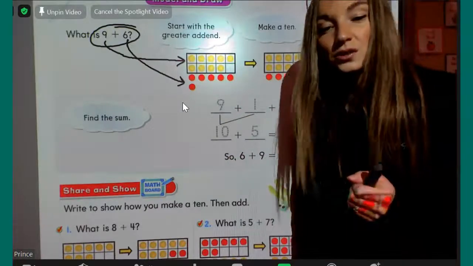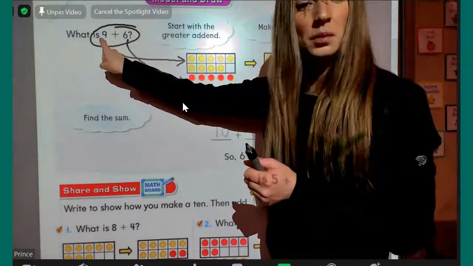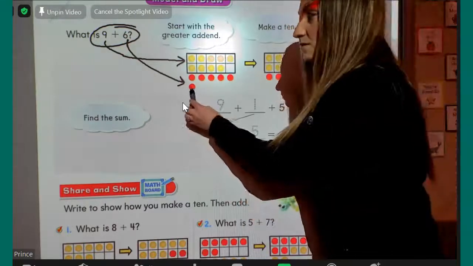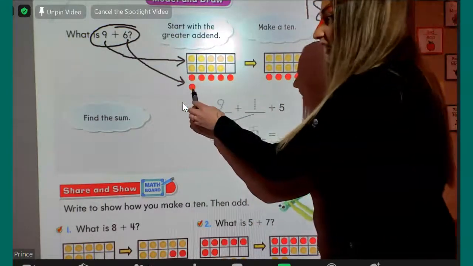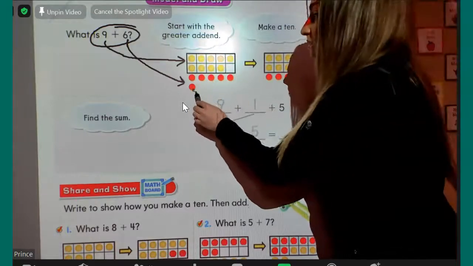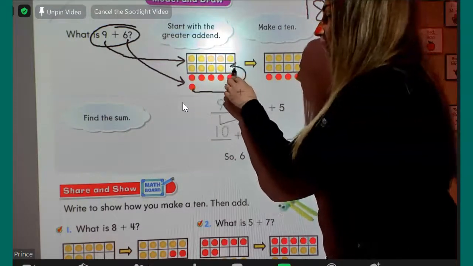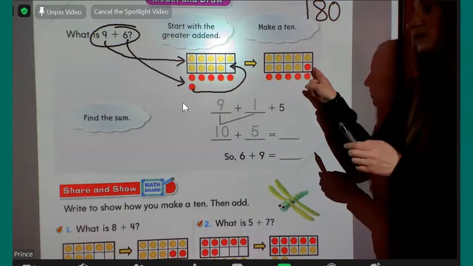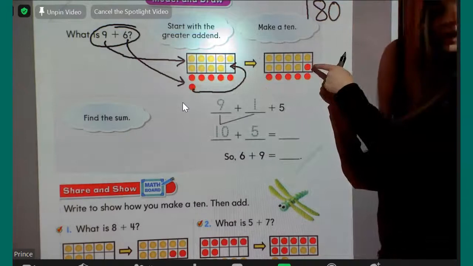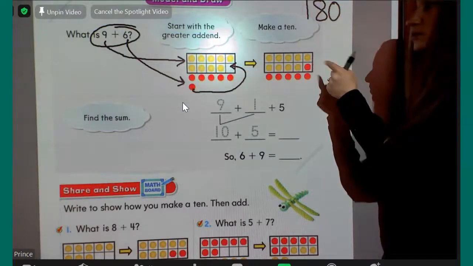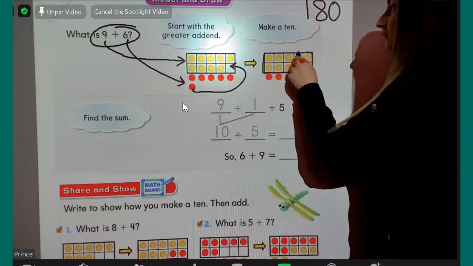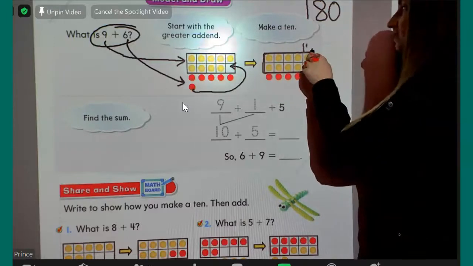So what we can do to turn this into a 10 plus something problem is to take one of our little guys from our 6 and give it to the 10 frame. So watch what I do. I'm giving it to the 10 frame, and that's what you see right here. Do you see how they just went, boop? There it is. So now I have how many in the box, Xander? 10. I have 10 in the box.